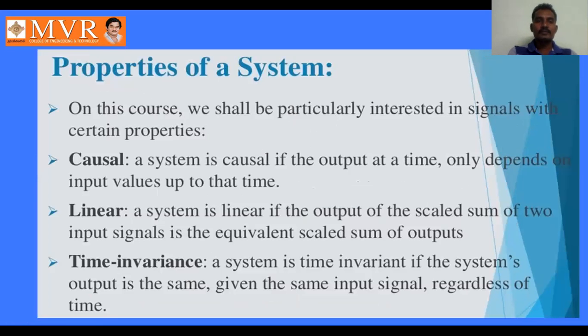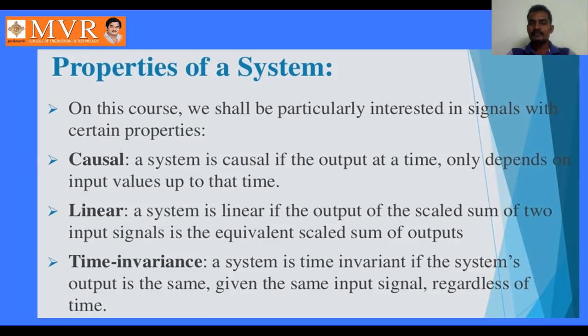Next, coming to the properties of a system. What are the properties of our given system? The main properties of the system are the causal property, the linearity property, and the time invariance property. What is meant by causal? A system is said to be causal if the output at a time depends only on input values up to that time.